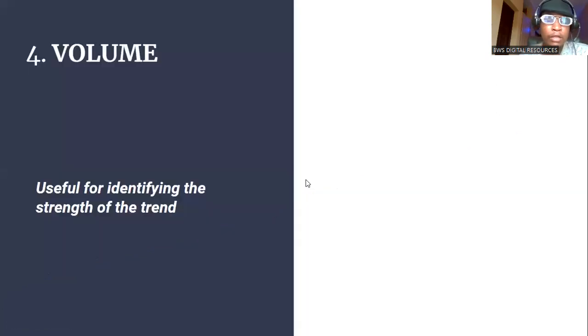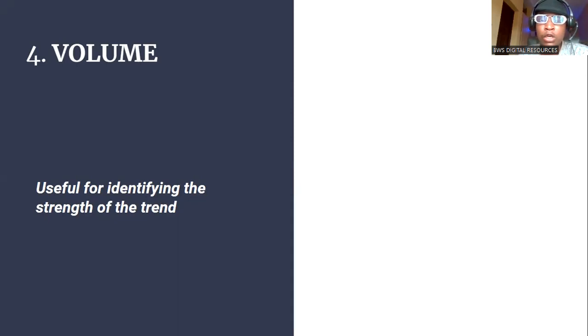And then the fourth constituent of technical analysis is the volume indicators, okay? These volume indicators are useful for identifying the strength of the trend. Volume indicators help you to know if this trend that is prevailing is strong or weak. So volume helps you to know the strength of the trend.